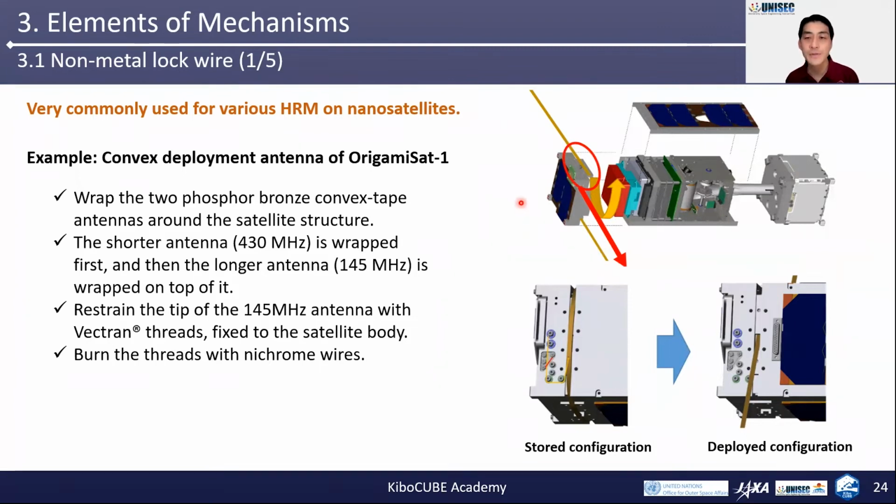So we wrapped the 2 sulfur bronze convex tape antennas around the satellite structure. The shorter antenna is wrapped first, and then the longer antenna is wrapped on the top of it. Then we restrained the tip of the longer antenna with Vectran threads fixed to the satellite body. These threads are burned with nichrome wires. I am going to explain this part more closely.